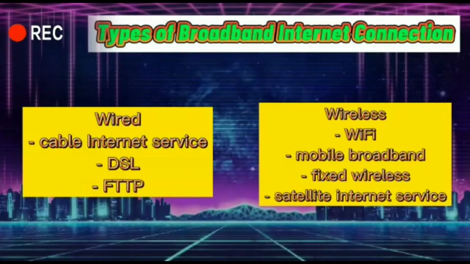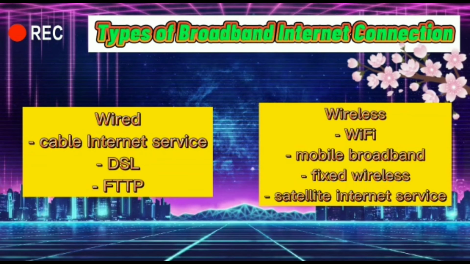Types of broadband internet connection: wired and wireless. The examples for wired are cable internet service, DSL, and FTTP. The examples for wireless are Wi-Fi, mobile broadband, fixed wireless, and satellite internet service.